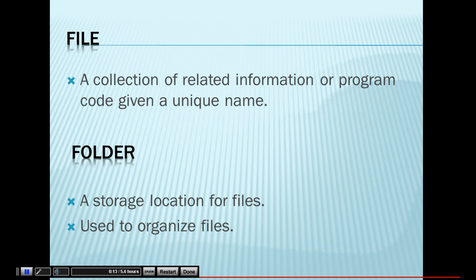What is a file? It is a collection of related information or programming code that's given a unique name. Every file on our computer has a unique name and has a specific purpose. Those files are organized in folders.